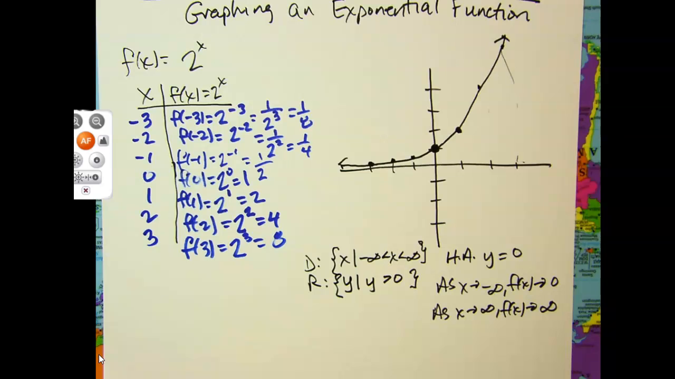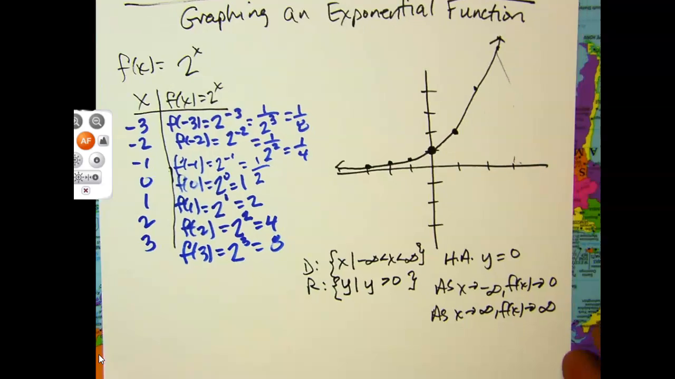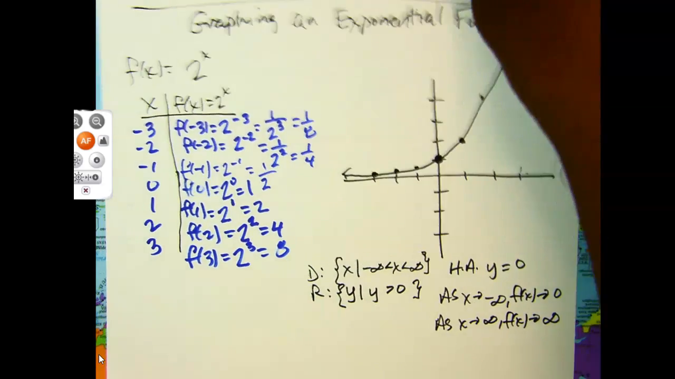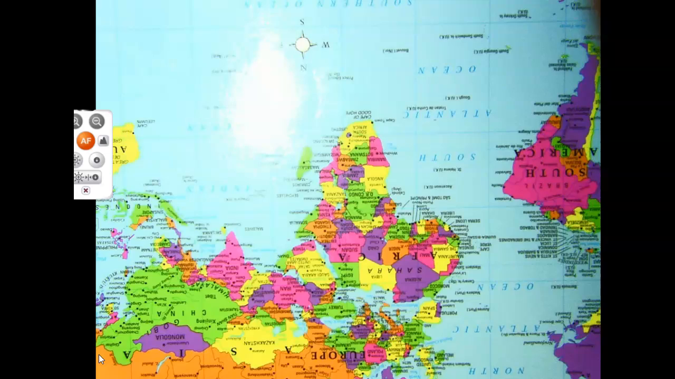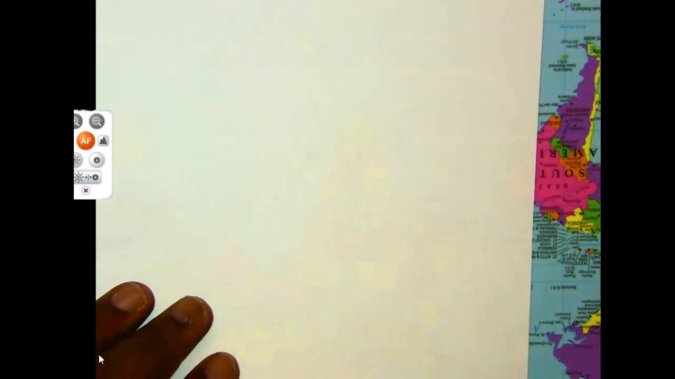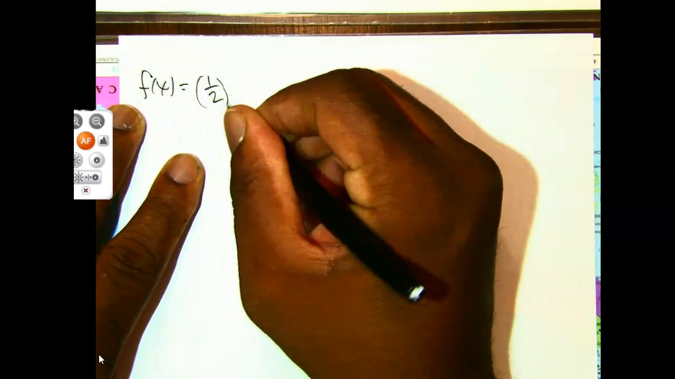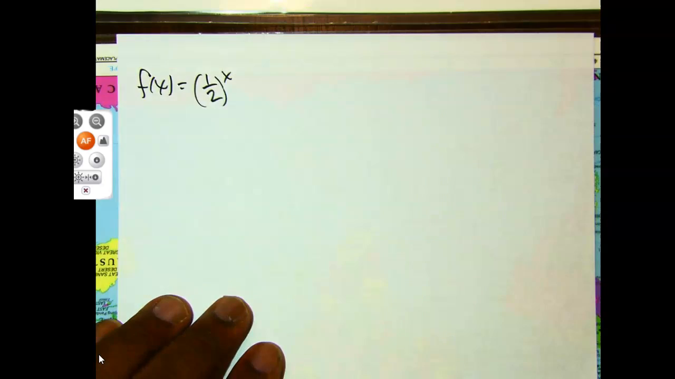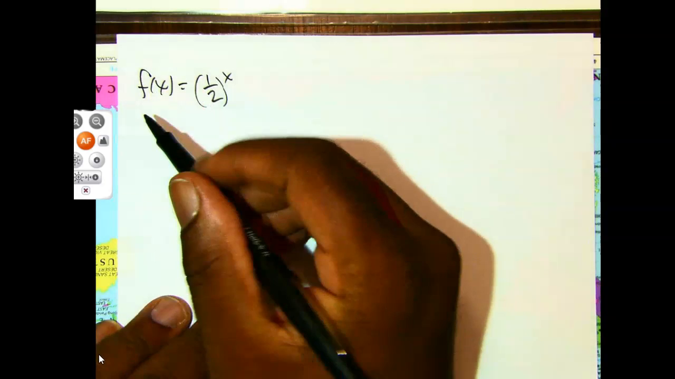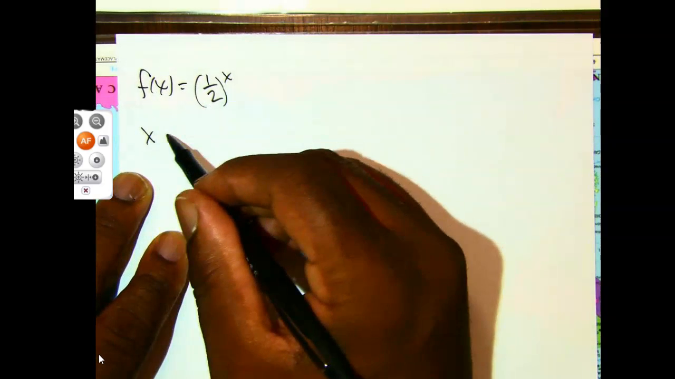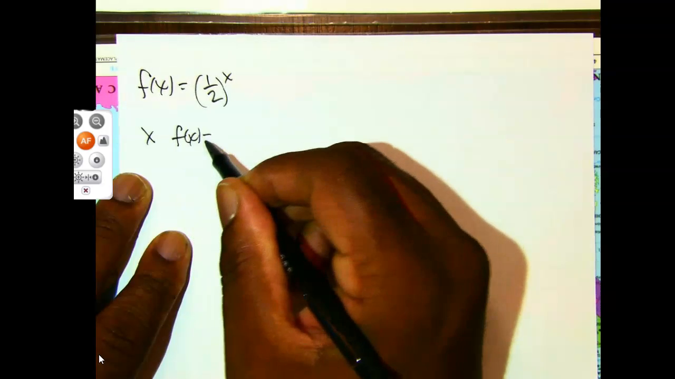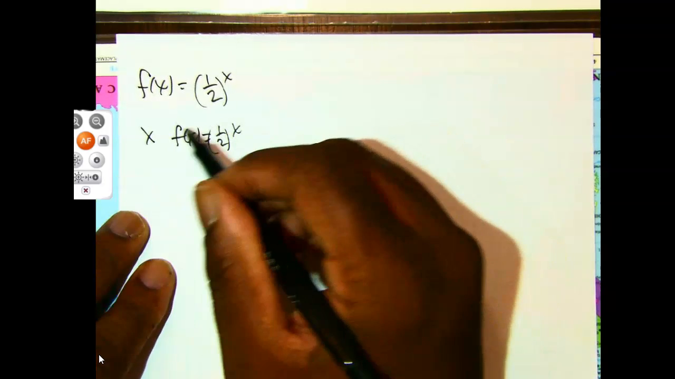Okay, so let's take a look at another graph. Okay, so that was f of x is equal to 2 to the x. Let's take a look at another graph. This one, let's say f of x is equal to 1/2 to the x power. So we're going to still create our table of values. So f of x is 1/2 to the x.